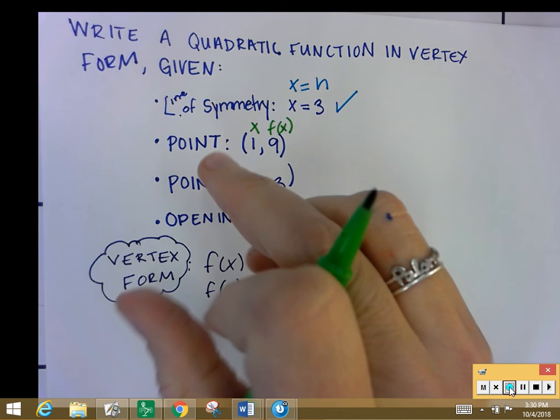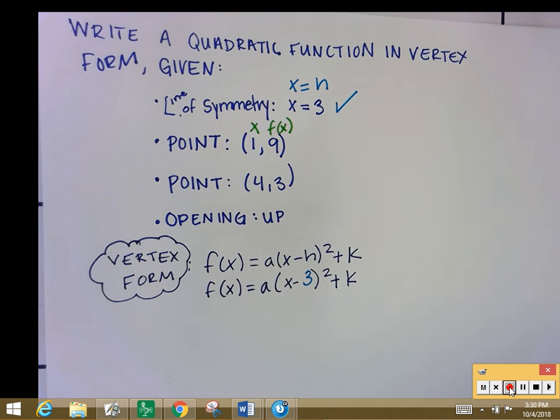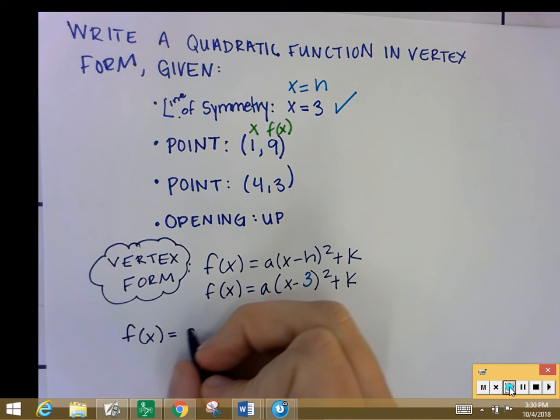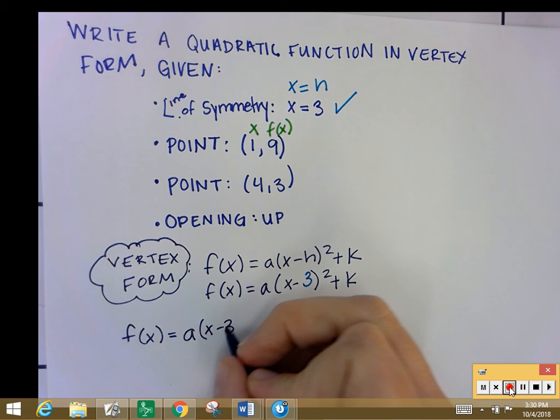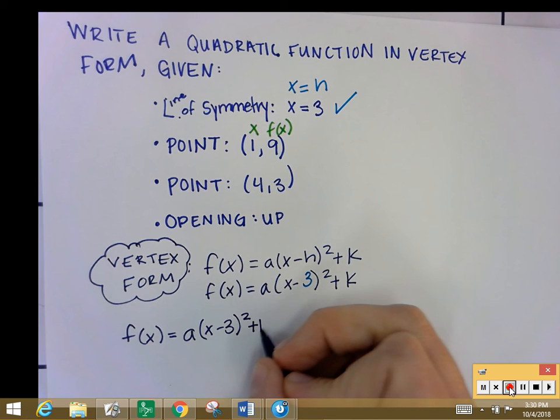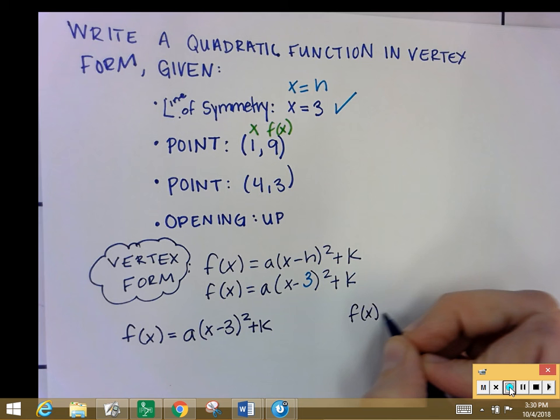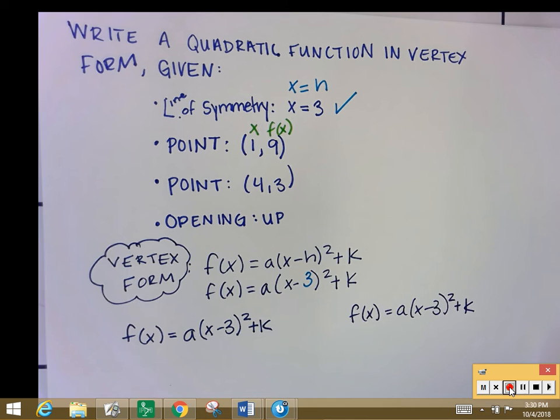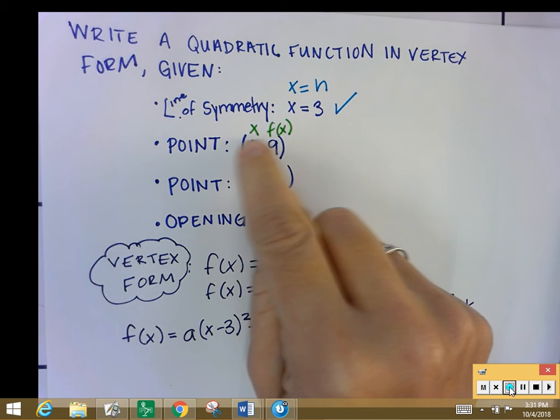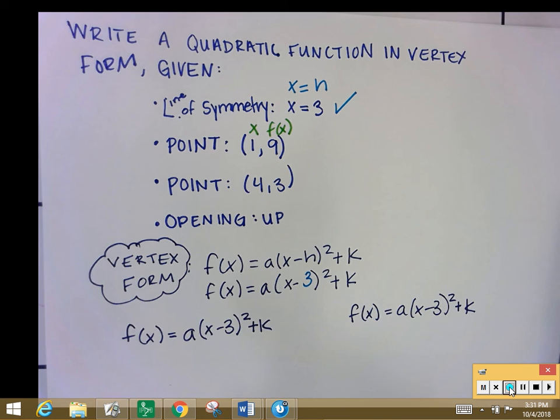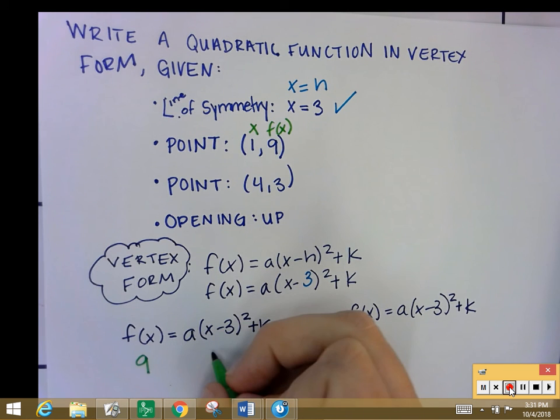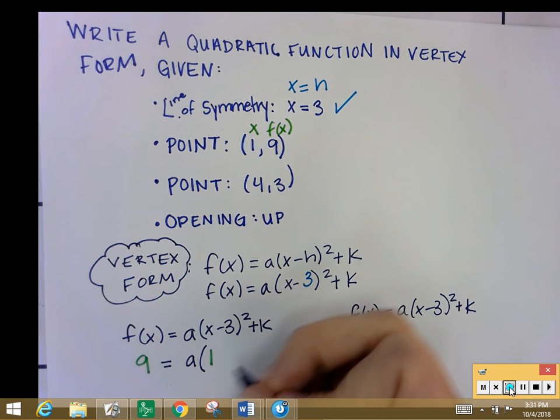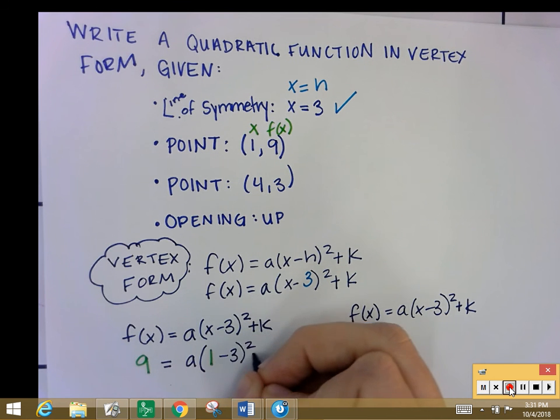So what I'm going to do is create 2 equations that I can plug those into. So I get f of x equals, I'm just rewriting this right here, a times (x minus 3) squared plus k. And then I'm going to write this one, f of x equals a times (x minus 3) squared plus k. So I'm going to take this first point that I highlighted in green, and I'm going to plug it in for x and f of x. So this is 9 and 1, and everything else just comes down. So I get 9 equals a times (1 minus 3) squared plus k.